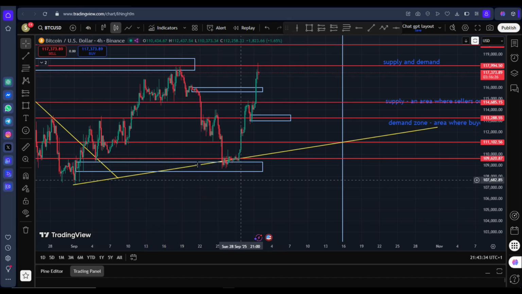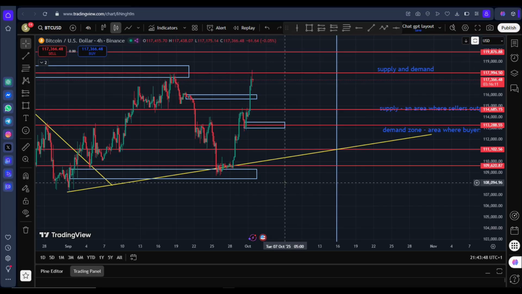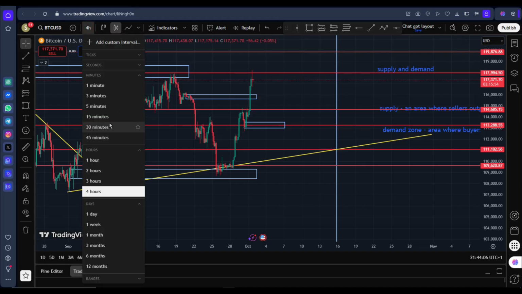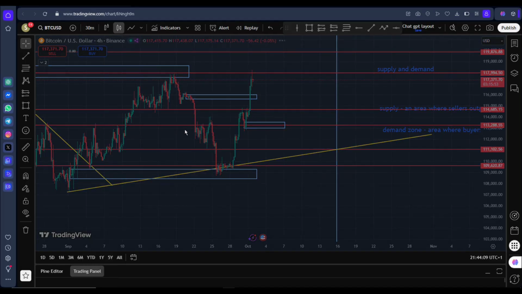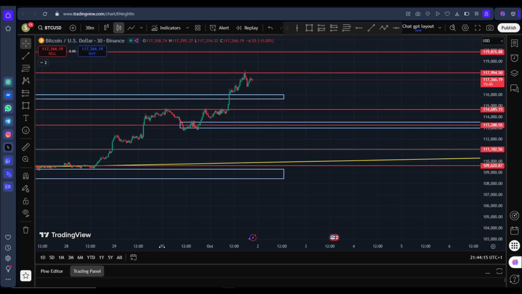So once you've identified your zone, you need to wait for confirmation. So in here you go to your lower time frame and you get confirmation in here before you can, let me drop down to 30 minutes. You need to wait for that lower time frame confirmation for you to actually get in your trade. You don't just enter willy-nilly or anywhere you see the chance. Okay, yeah, so that's it over there.